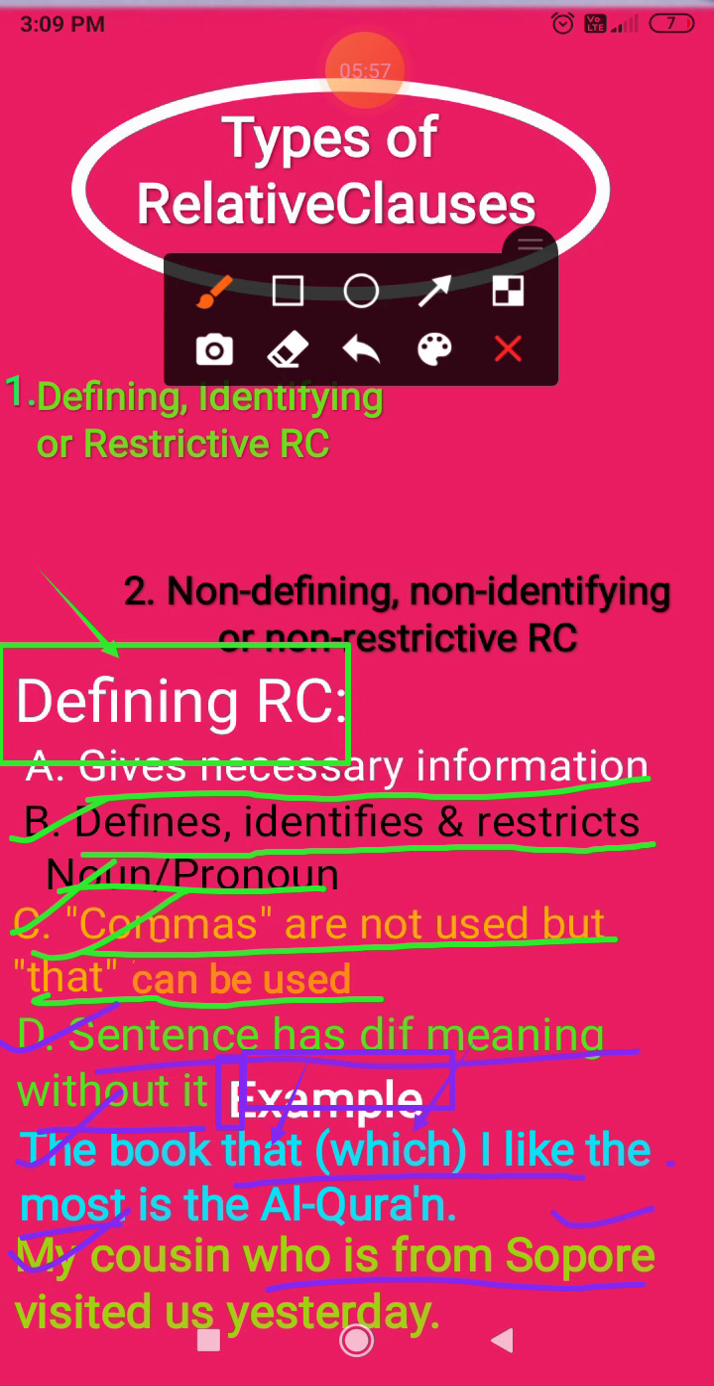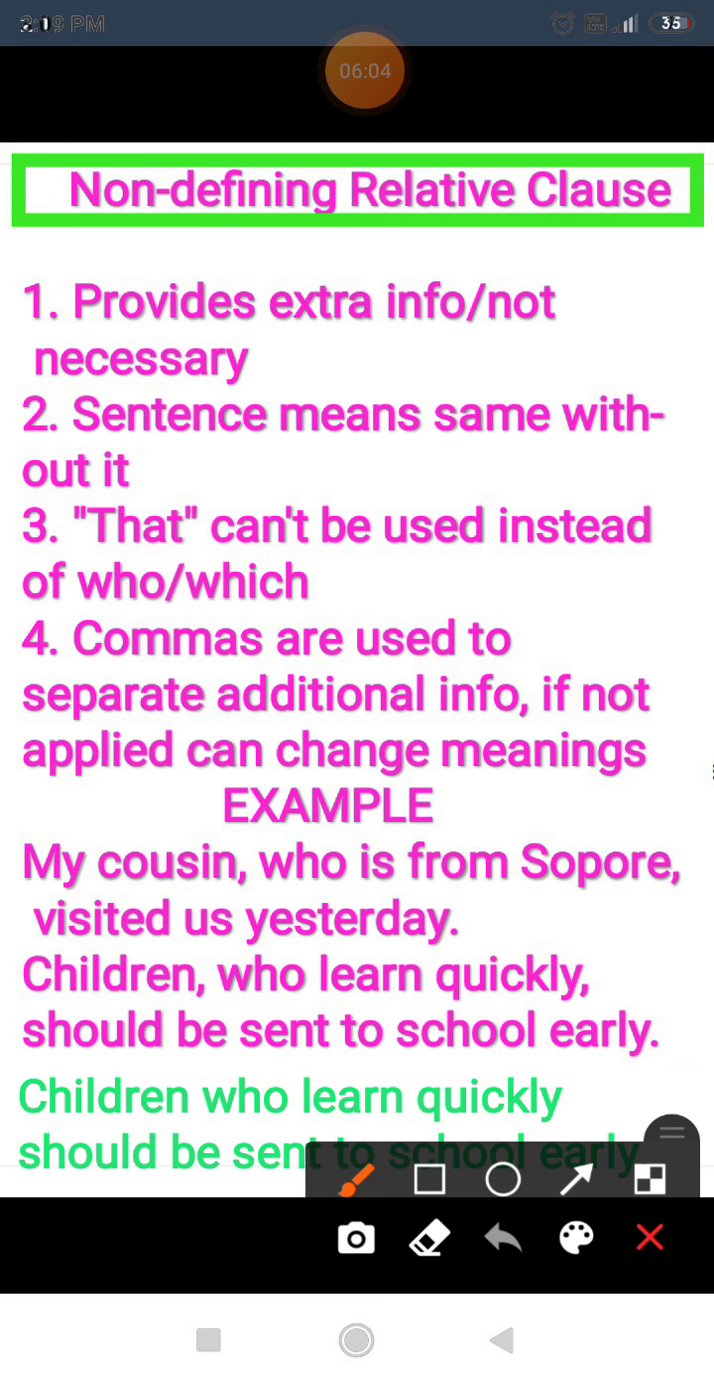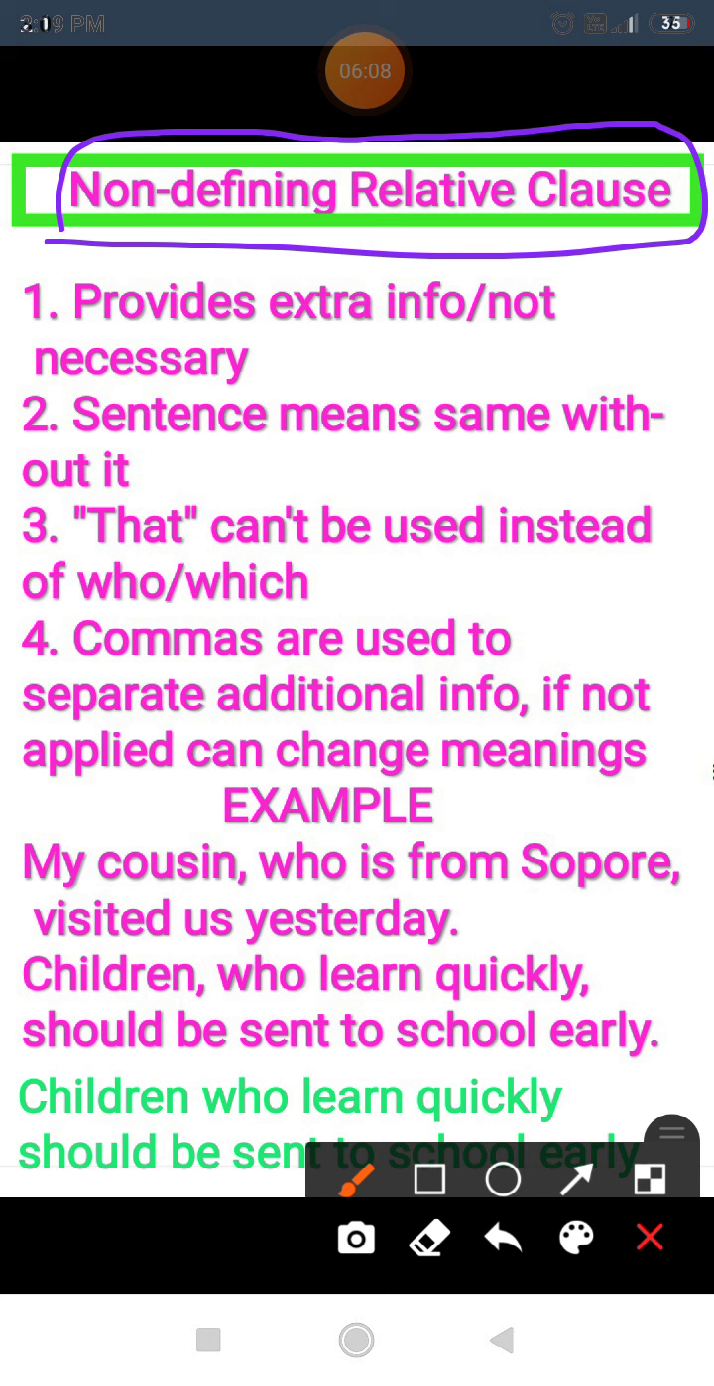Now let's move to the second type of relative clause, that is called non-defining relative clause or non-restrictive or non-identifying relative clause. Dear friends, this type of clause is that clause which provides extra information which is not necessary. तो non-defining relative clause gives us extra और additional information हमें देता है जो necessary और essential ज़रूरी नहीं होती है.